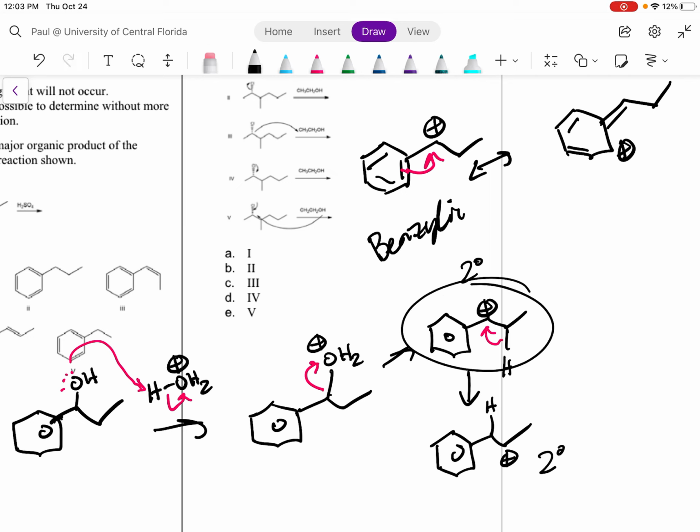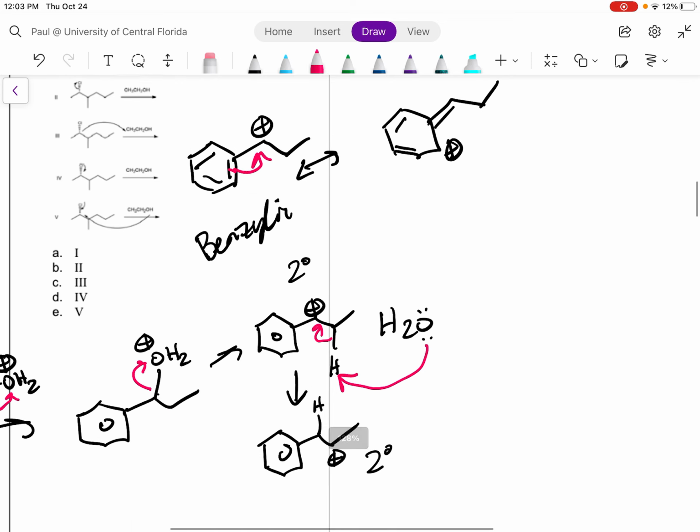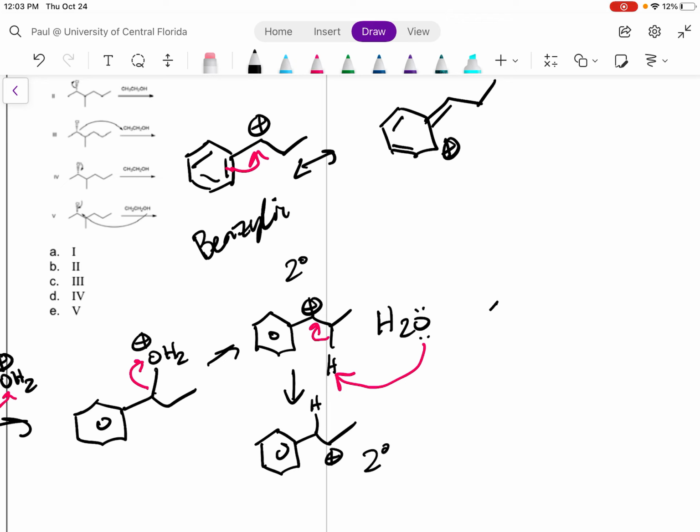And so with that, we can do our elimination with the base. So we are going to have water present. That can act as the base to come in, grab that proton, and put it in between the two carbons there to give us our product that looks like this. Or it could have done it like this.